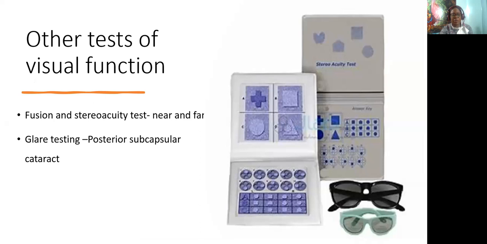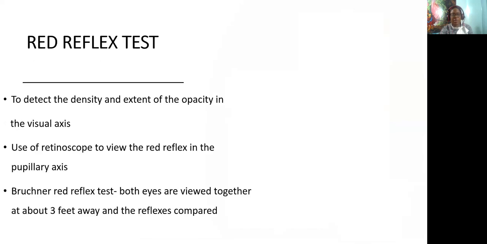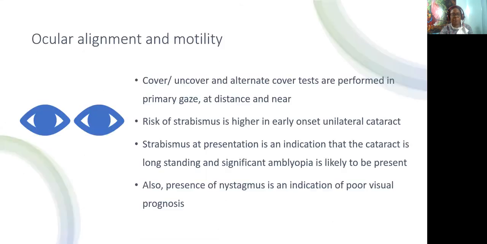Other tests of visual function are fusion and stereo acuity tests of near and far, and glare testing, especially in posterior subcapsular cataract if indicated. For the red reflex, we use it to detect the density and the extent of the opacity in the visual axis. We can use the retinoscope or ophthalmoscope to do this.